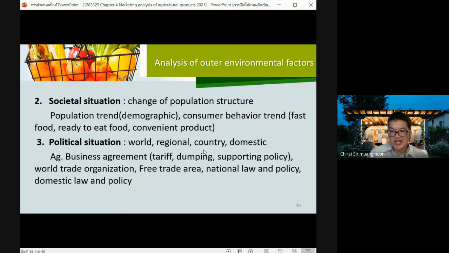Or sometimes you need to think about anti-dumping. Like in China, they have low cost for fruit and vegetables when they export to us. So we need to take some action, like saying you cannot set the price as low as you like. So we give some feedback or response to the price. Then supporting policies: if we have a problem, how will the government support it? So this is the political situation.